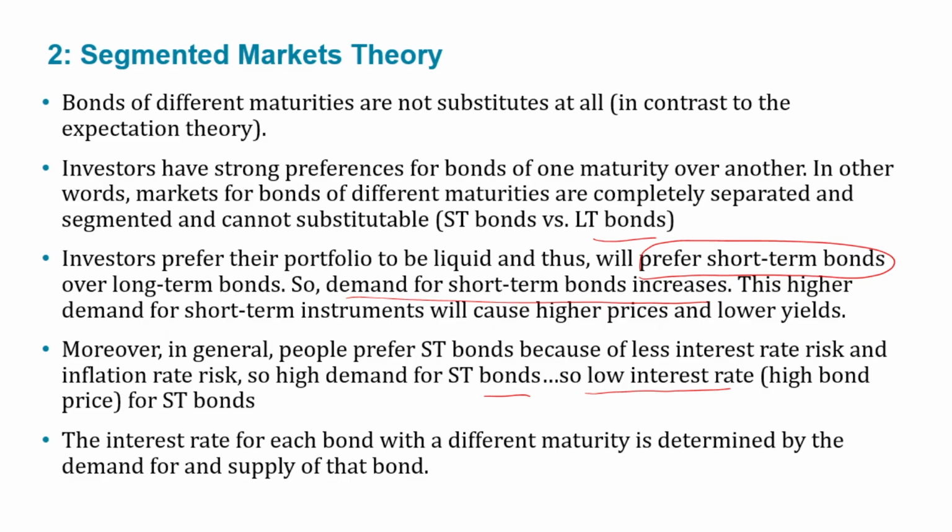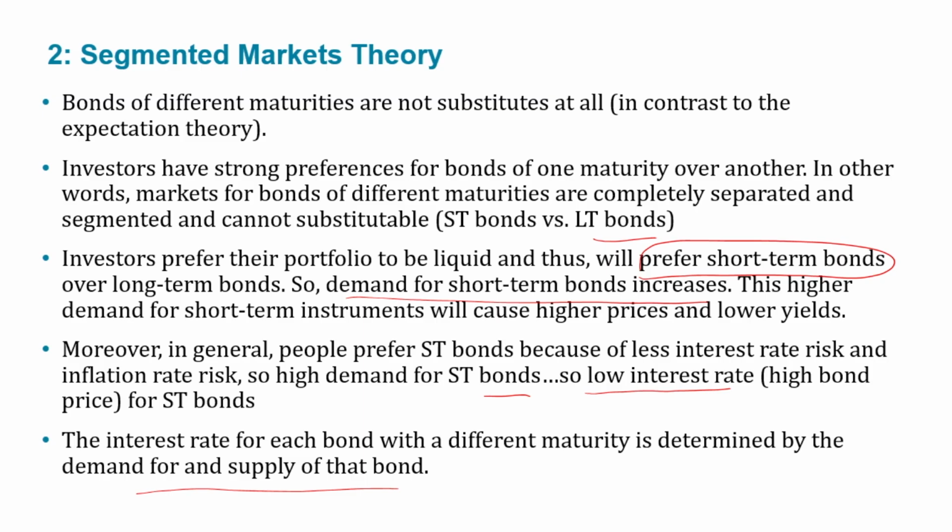So in this case, you can see that the yield curve typically slopes upward from left to right. The interest rate for each bond with a different maturity is determined by the demand and supply of that bond. We have already discussed demand and supply.